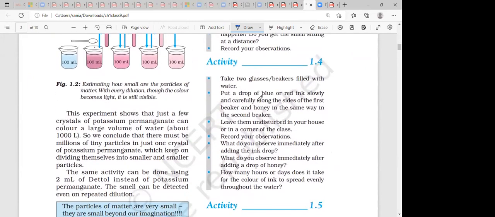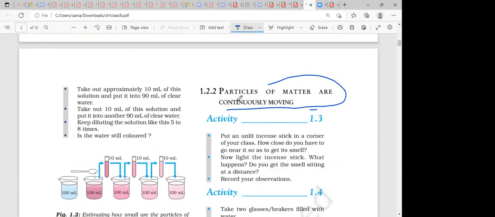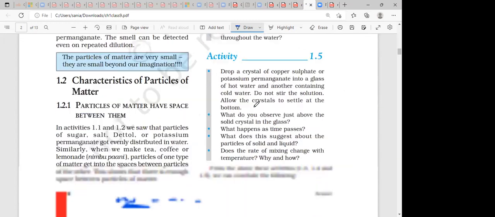Clear? Yes. Yeah, but if someone asks you to write the characteristics, you are not going to write that particles have kinetic energy. You are going to write that particles of matter are continuously moving, and because of that, they have kinetic energy, because they are moving. And in order to move, you need some energy. So that's why they possess kinetic energy, right?